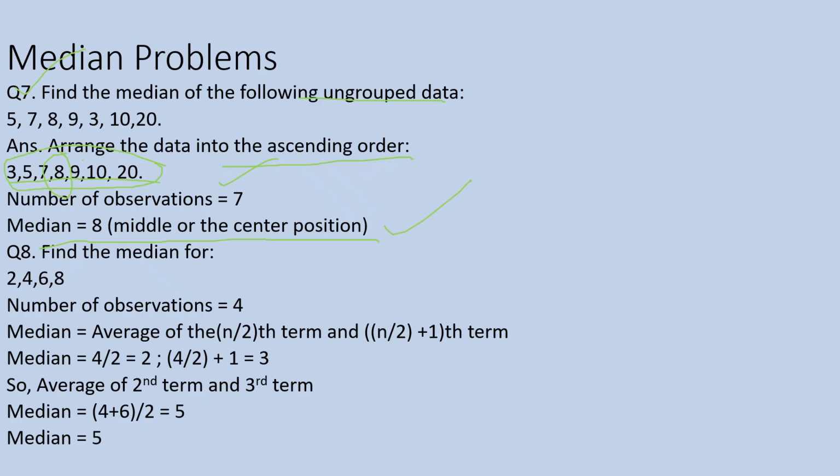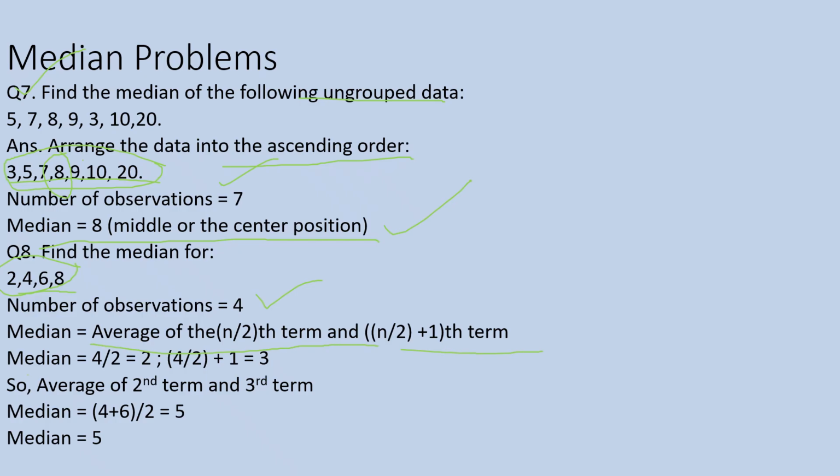Now the next question is, find the median for 2, 4, 6, 8. So here we find that there are 4 numbers. The number of observations is 4. We know that in case of odd values, we can find the median very easily by finding the middle value. But what happens when there are 4 numbers, like there are an even number of values? So what will be the process of finding the median? Median is the average of the n by 2th term and the n by 2 plus 1th term.